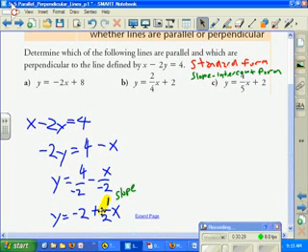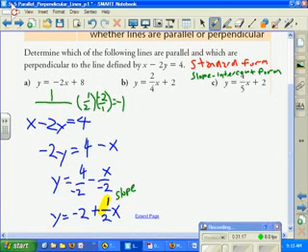This equation right here, is this parallel or perpendicular? Y equals negative 2x plus 8. Is it parallel or perpendicular to my line down here? Chris? Perpendicular. I will do this. Slope is positive 1/2, and this is a slope of negative 2. So if I go 1/2 times negative 2 to 1, it gives me negative 1.